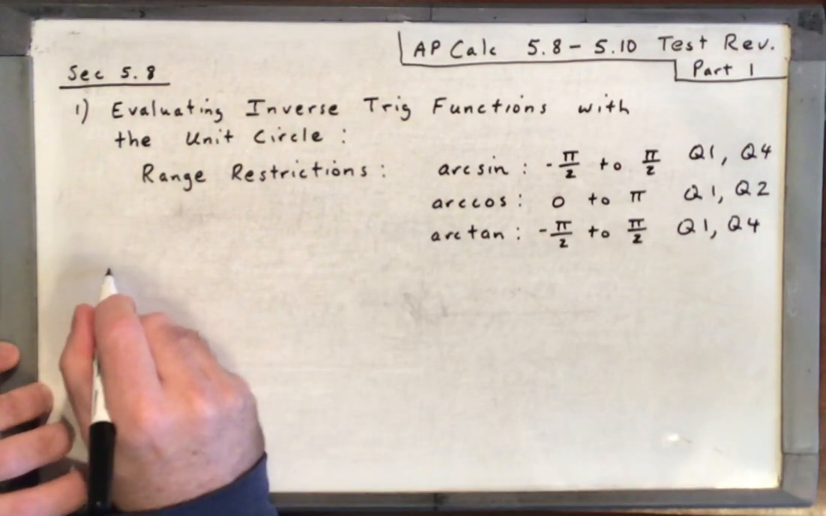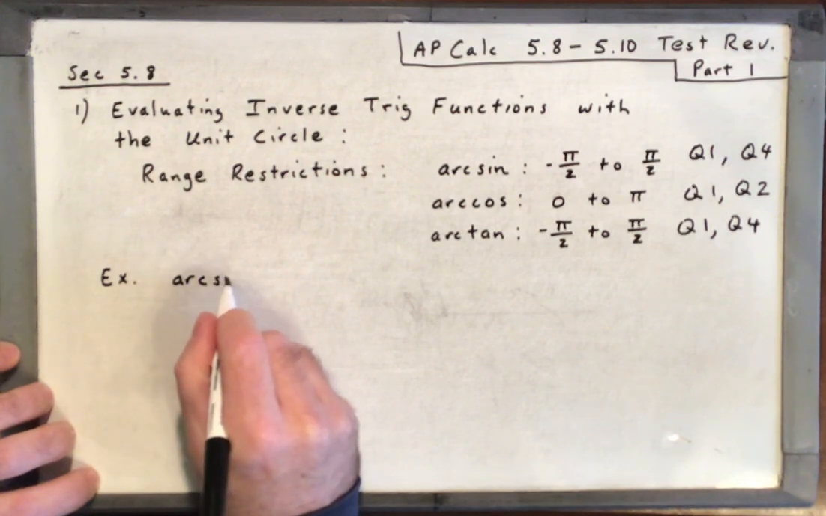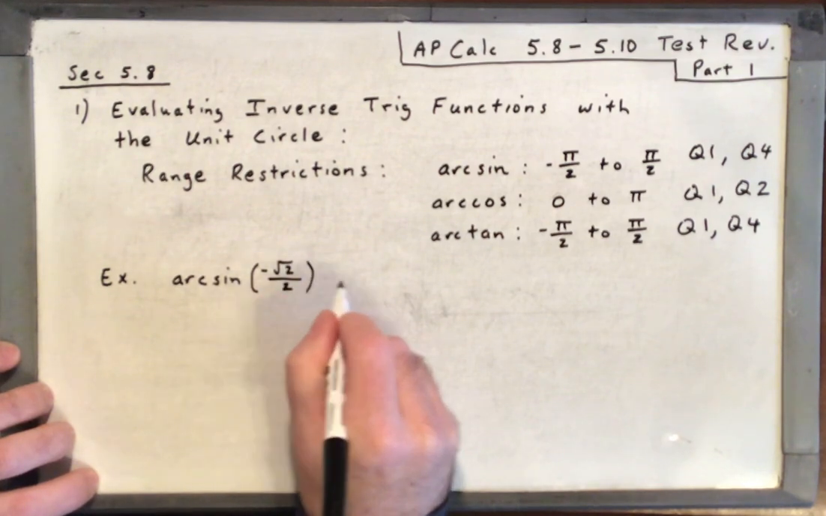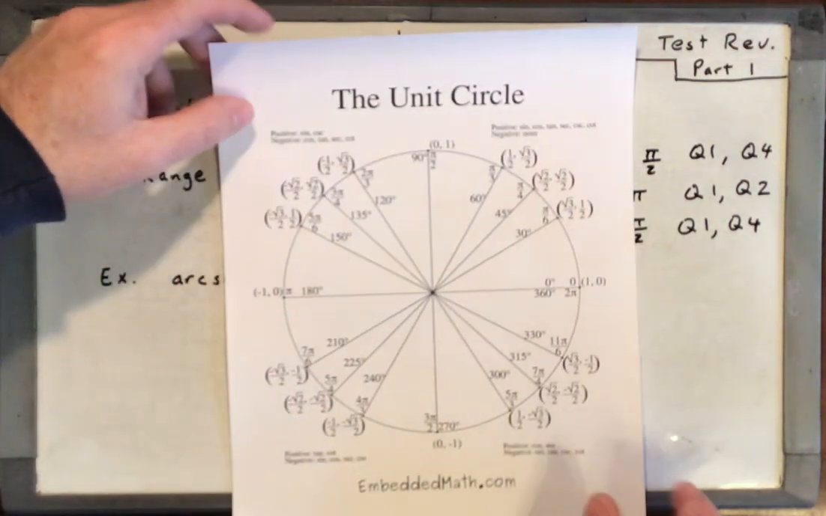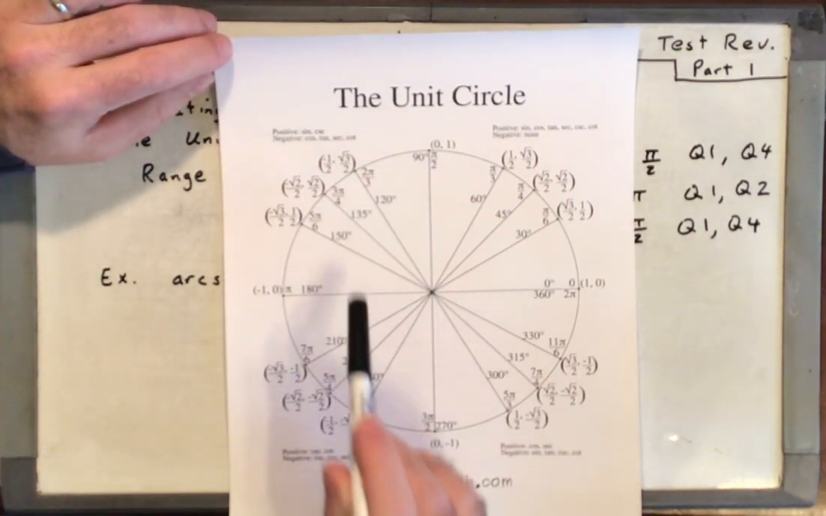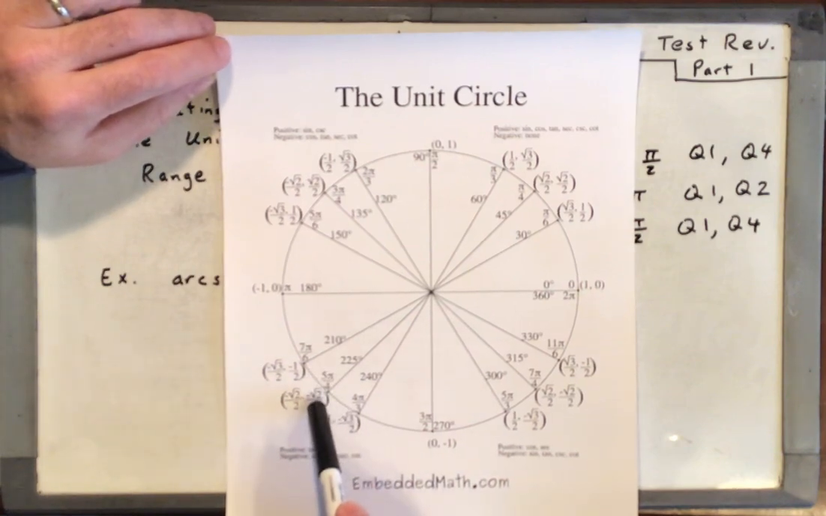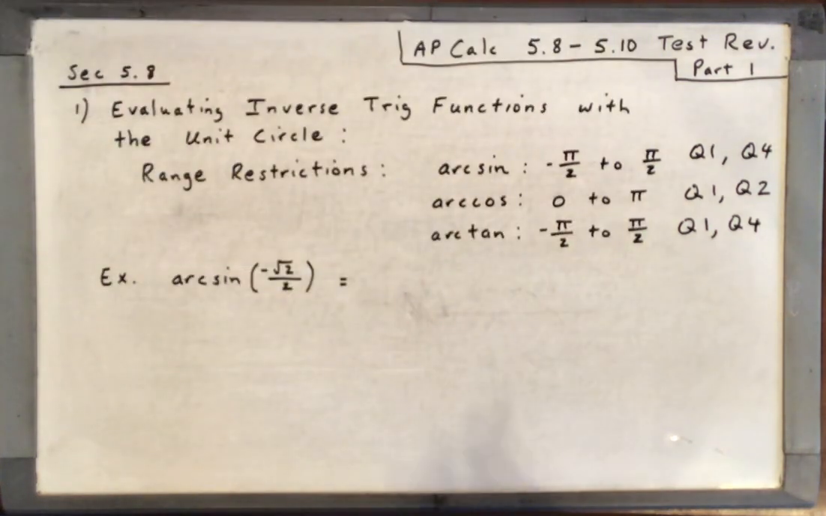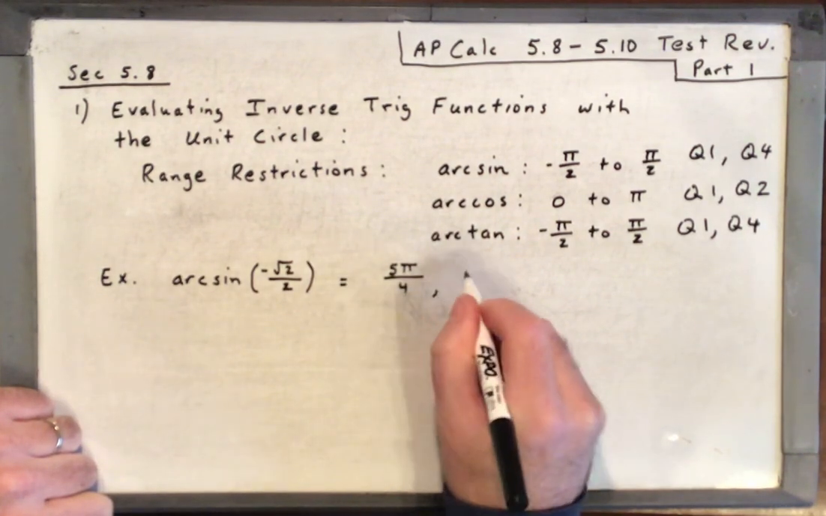So let's do a couple of examples. Our first one is find the angle whose sine is negative root 2 over 2. Now if you look at your unit circle, remember it's cosine first and then sine. So negative root 2 over 2, you're going to find 5 pi over 4. That one's negative root 2 over 2. And 7 pi over 4. That one is also negative root 2 over 2. All right, 5 pi over 4 and 7 pi over 4.